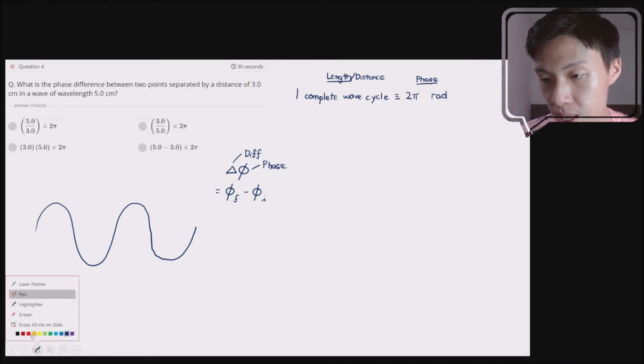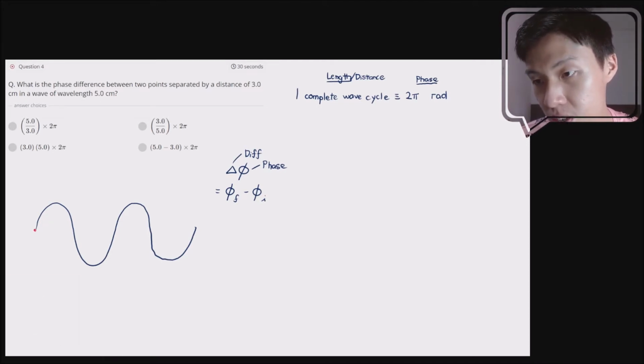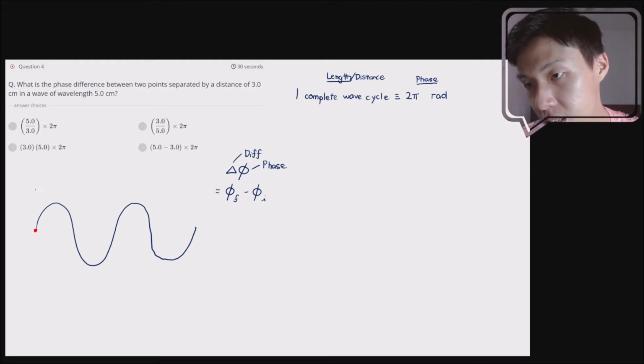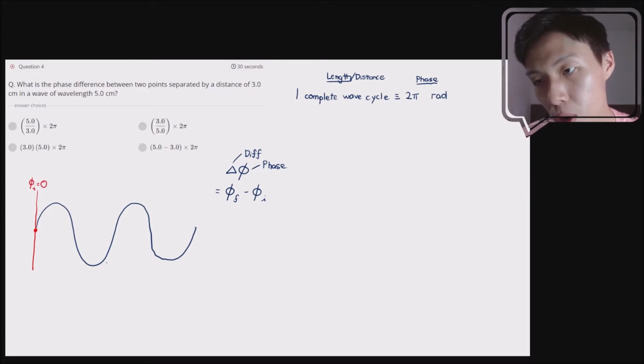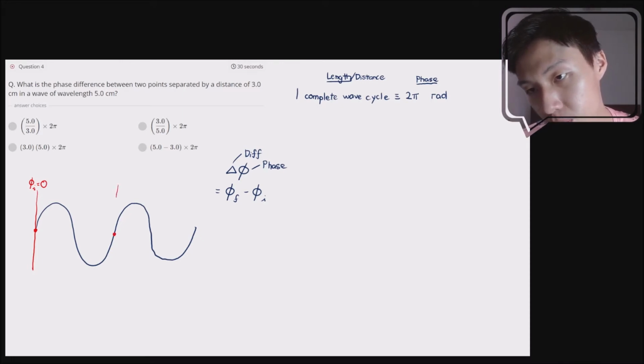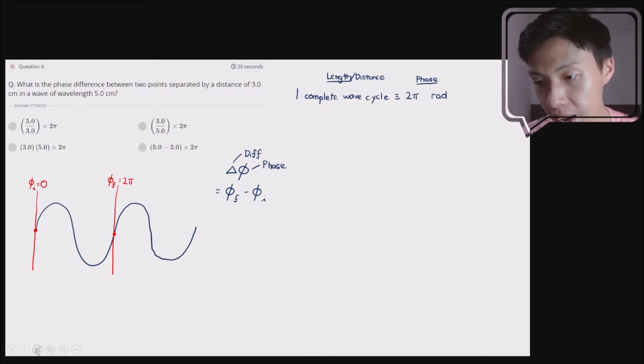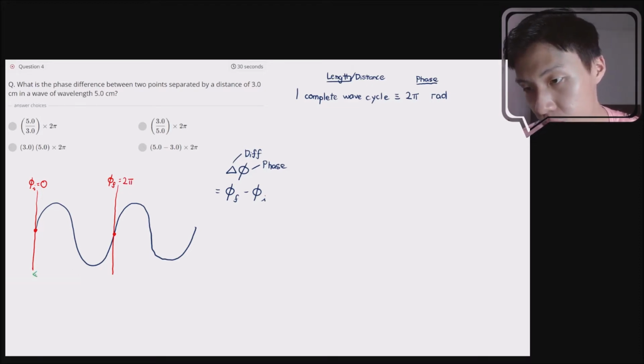So let's say it can start from anywhere, okay? Let me give an example. Let's say I start from here, then this point here will be where we start. So this will be initial equals 0. If you complete one wave cycle, then you reach here. So that means this point over here, the final phase, will be 2 pi, because in terms of length, you have finished one complete wave cycle.